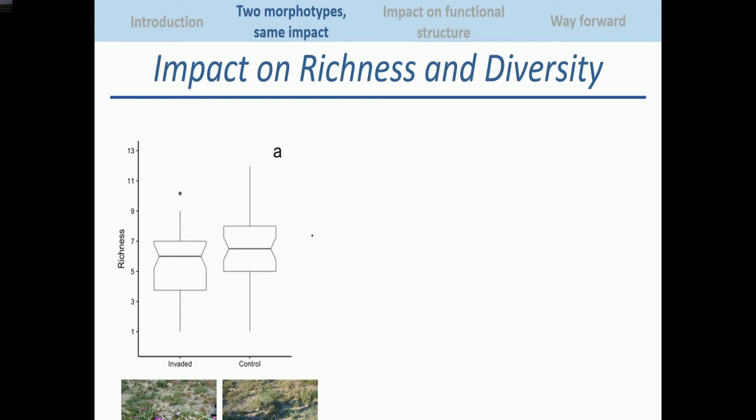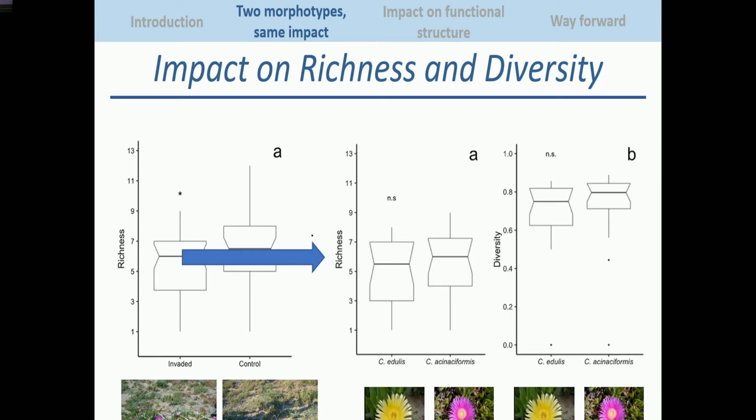So what we found was actually that there were some differences between the invaded and non-invaded communities, and essentially it was a slight but significant decrease in the number of species. But when looking at the invaded plots, we didn't find any differences between the communities invaded by Edulis and the communities invaded by Aciniformis. This was both when looking at the number of species per se and the diversity of native species, of course.